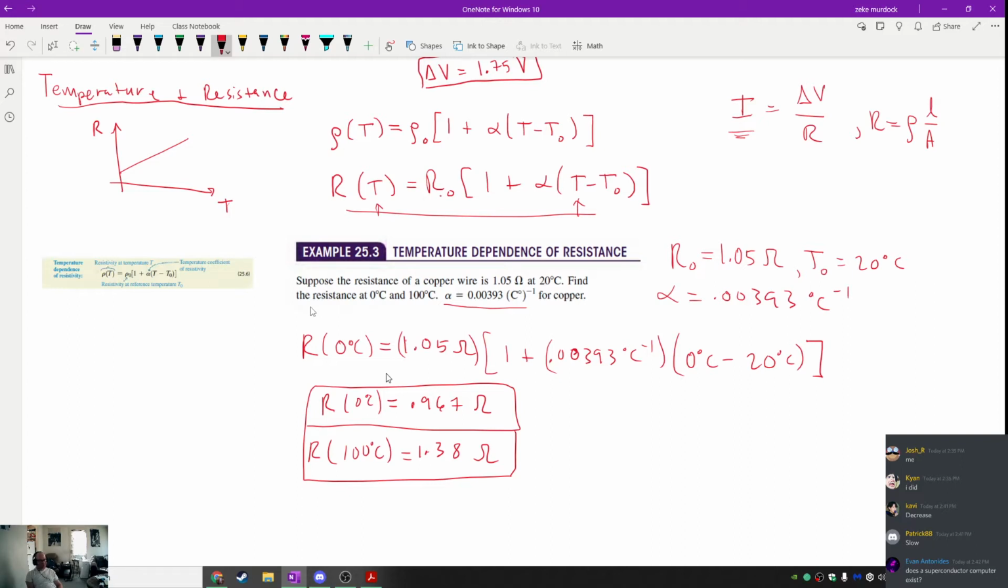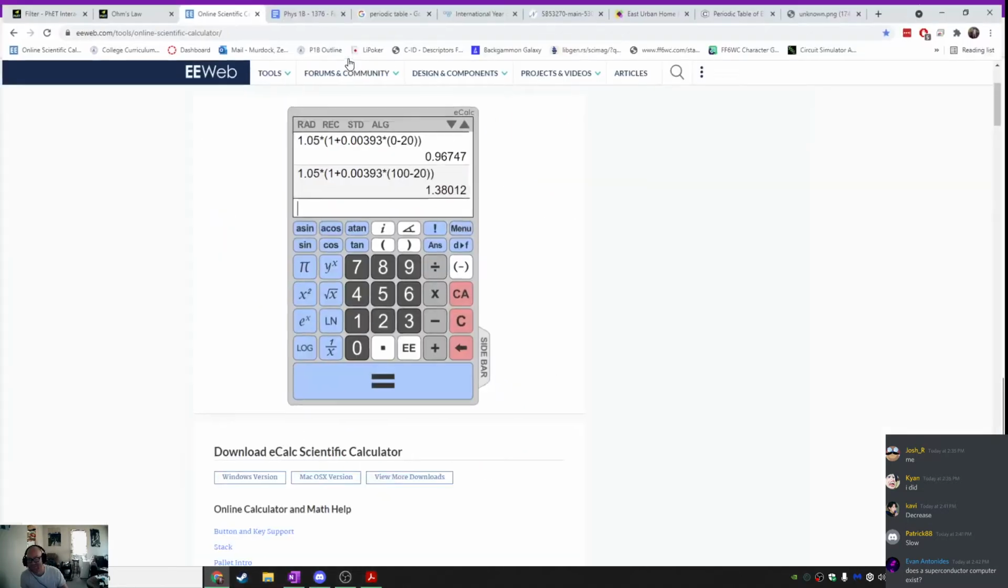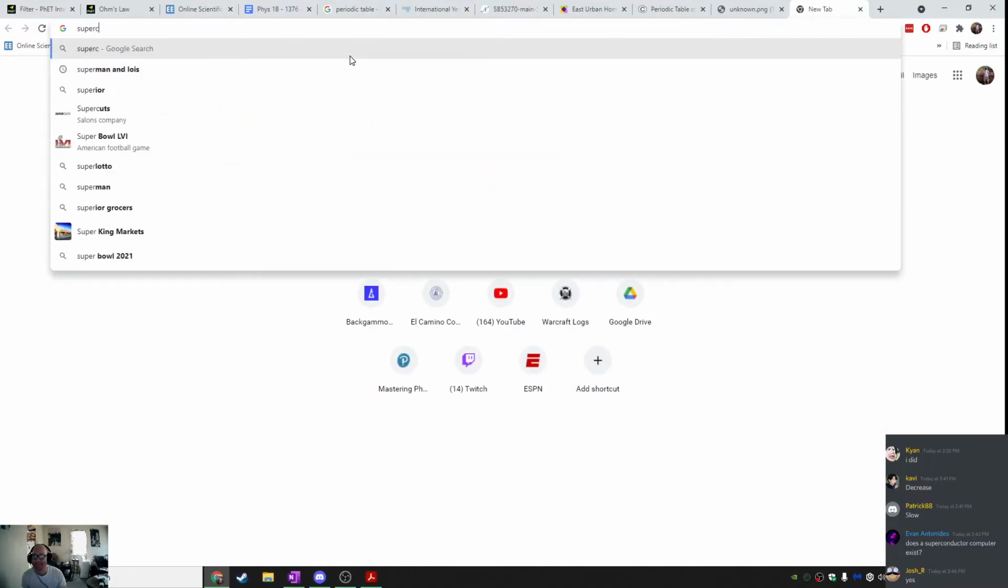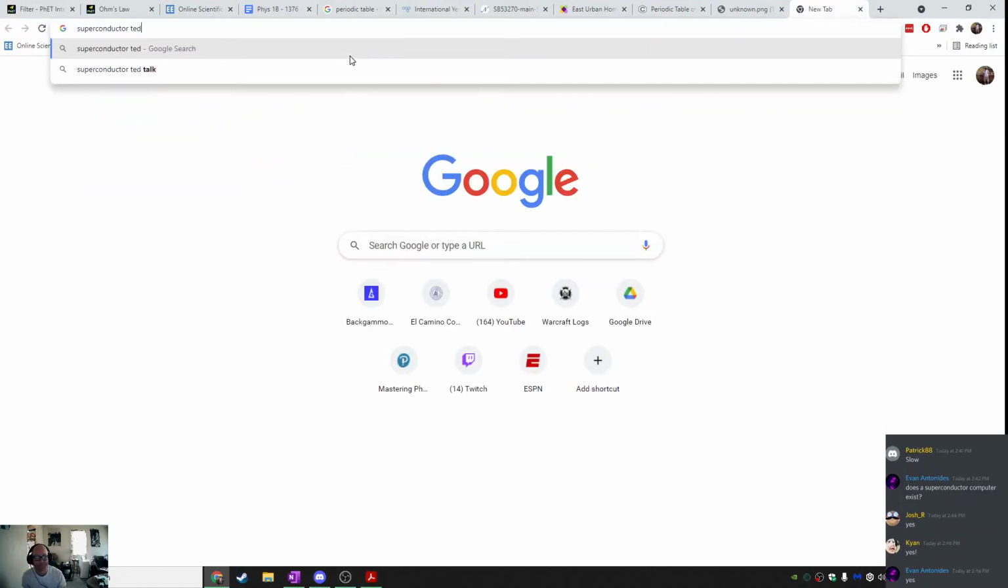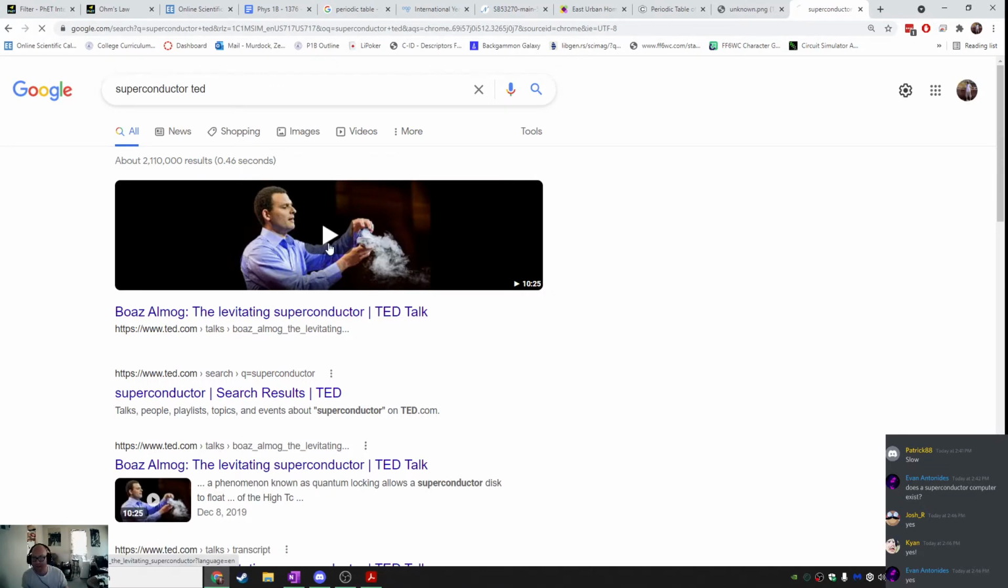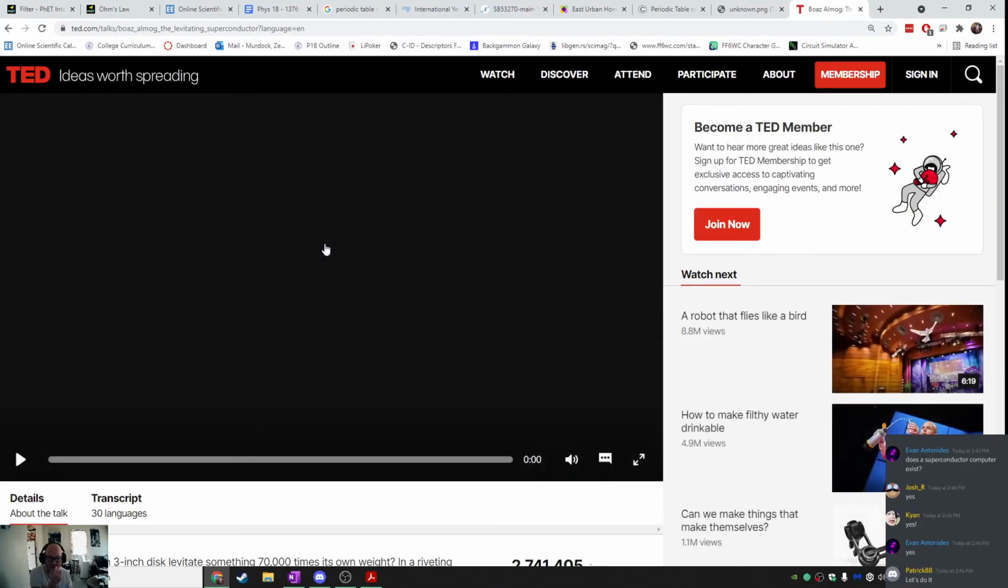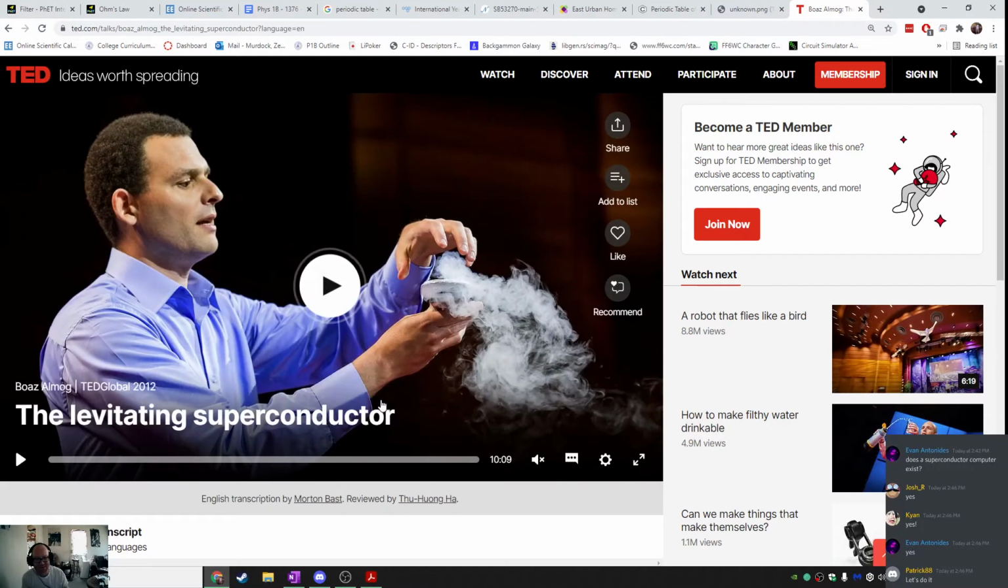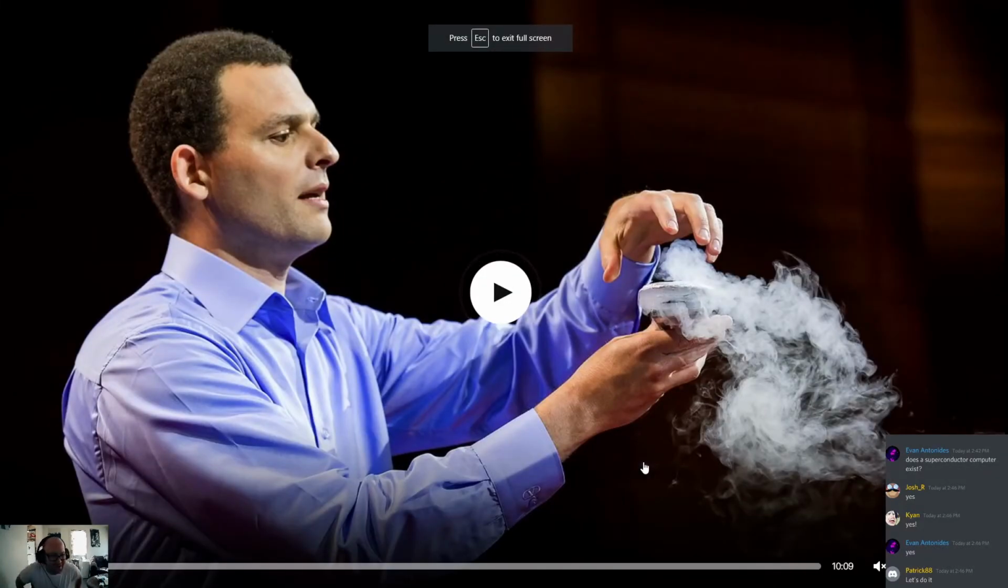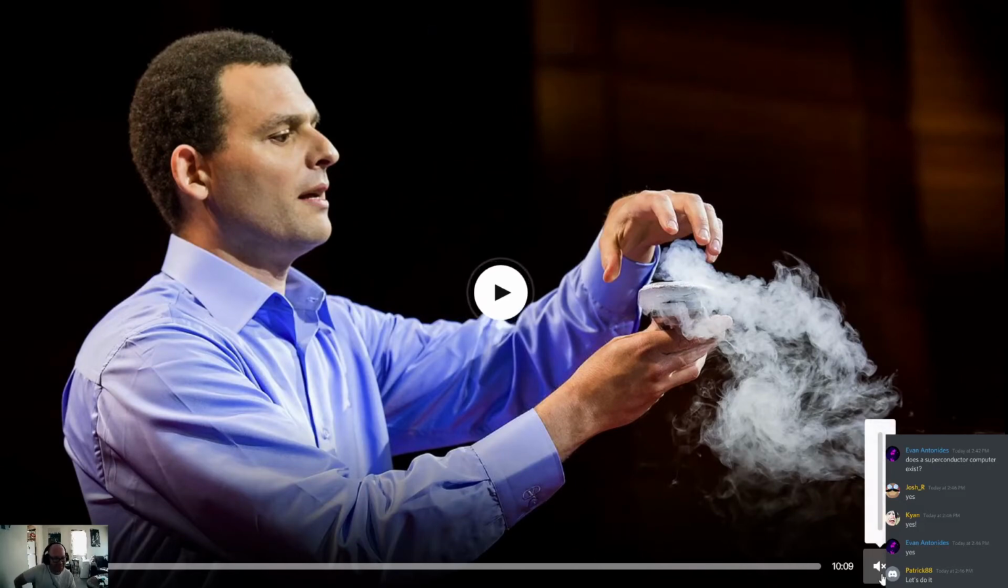Do you want to see what a superconducting magnet levitating thing looks like? Do y'all want to see that? Does that sound interesting to you? Okay. I would love to watch this whole video. It's wonderful, but I kind of want to keep things moving, so to speak. So we'll watch just a very small amount of it.